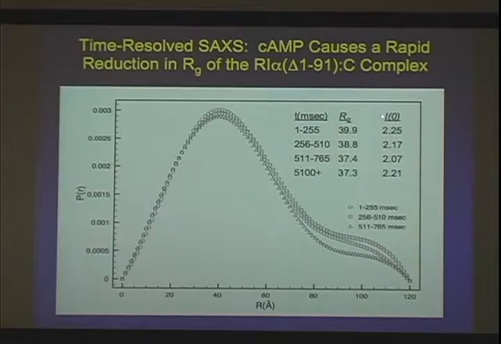The other thing I'd like to point out is that the I0 hasn't changed here. What we've done here is add cyclic AMP, and this was done with cyclic AMP rather than that analog. And what we're able to see is that there is no change in the I0 value, so we're not seeing any dissociation during this time frame. What we're seeing is just a domain reorganization.